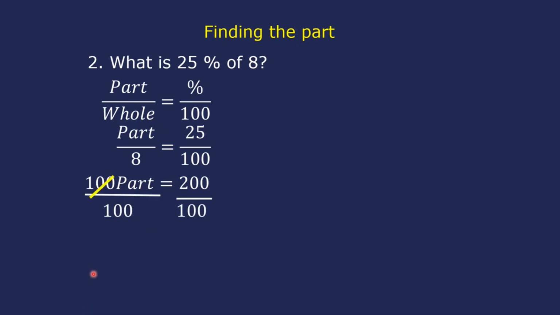Cancel 100 in the numerator with 100 in the denominator on the left side. And then on the right side, you either divide 200 by 100 or just cancel the two zeros in the numerator with the two zeros in the denominator, and then 2 divided by 1 is 2. So the part is equal to 2.